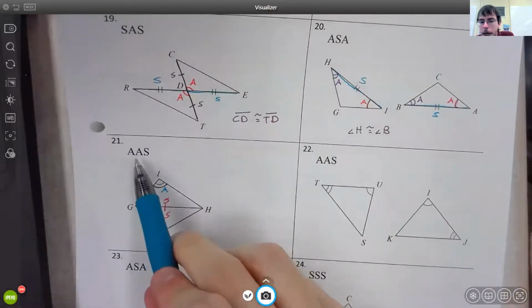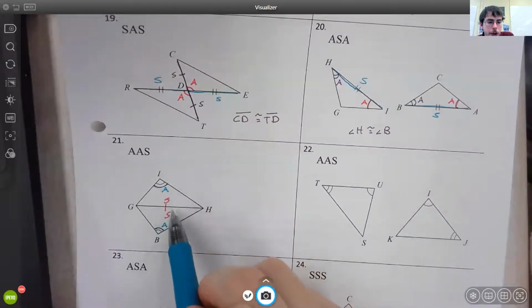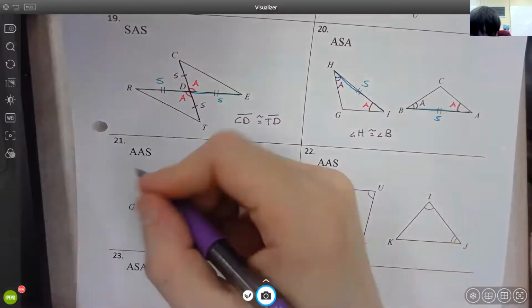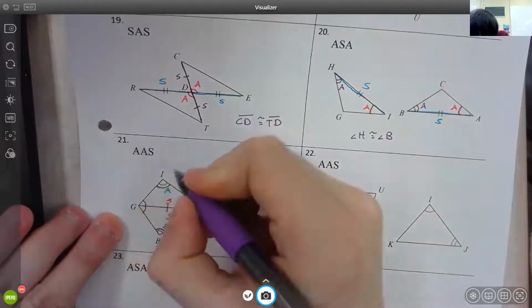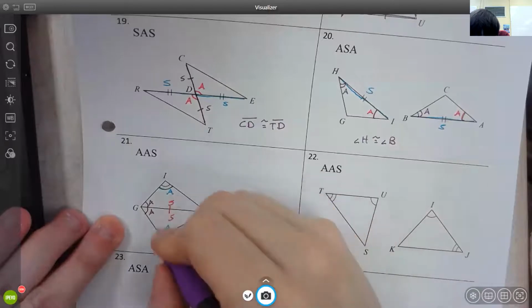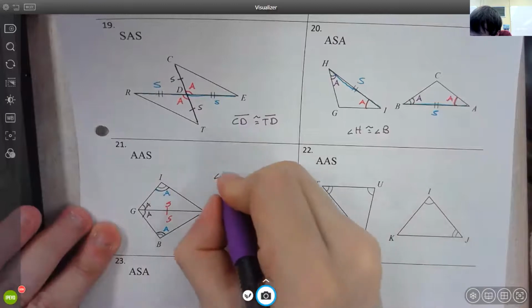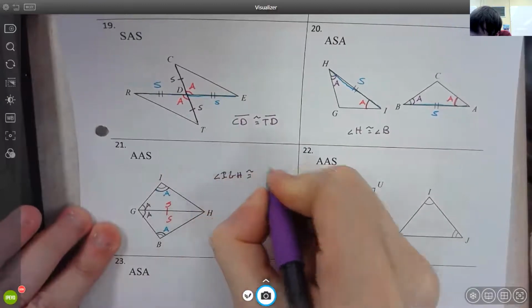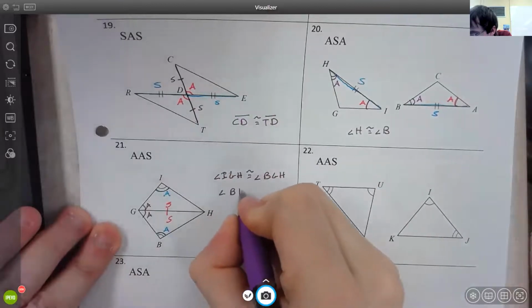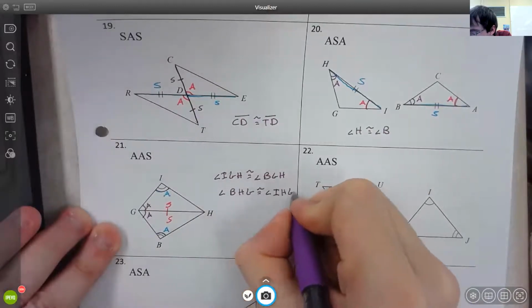Now this one wants angle, angle, side. We already have the side taken care of, and the side needs to not be between the 2 angles. There are 2 different angles you could pick from here. You could either pick these 2 here, or you can pick these 2. That way you have angle, angle, side. Either way it works. So you could have either angle IGH is congruent to angle BGH, or you could have angle BHG is congruent to angle IHG.